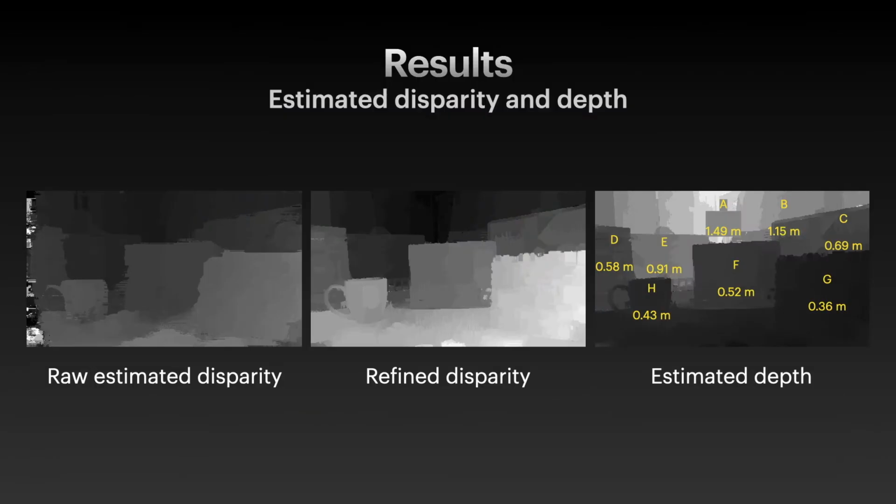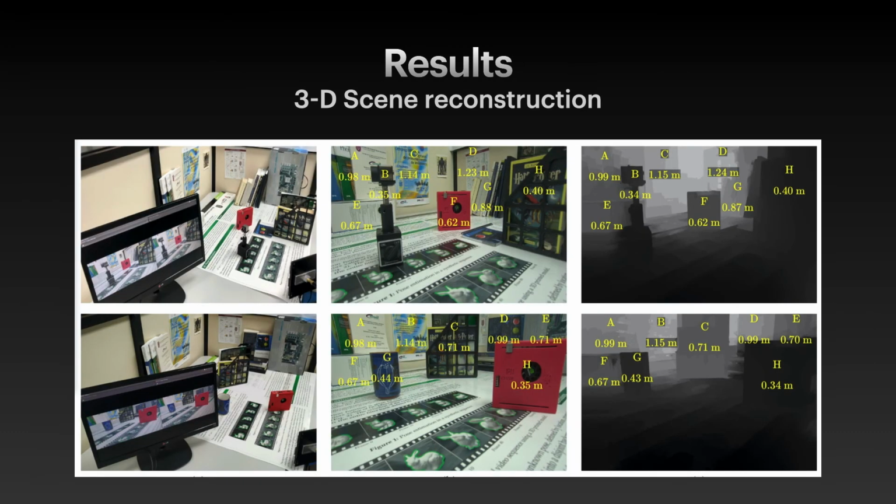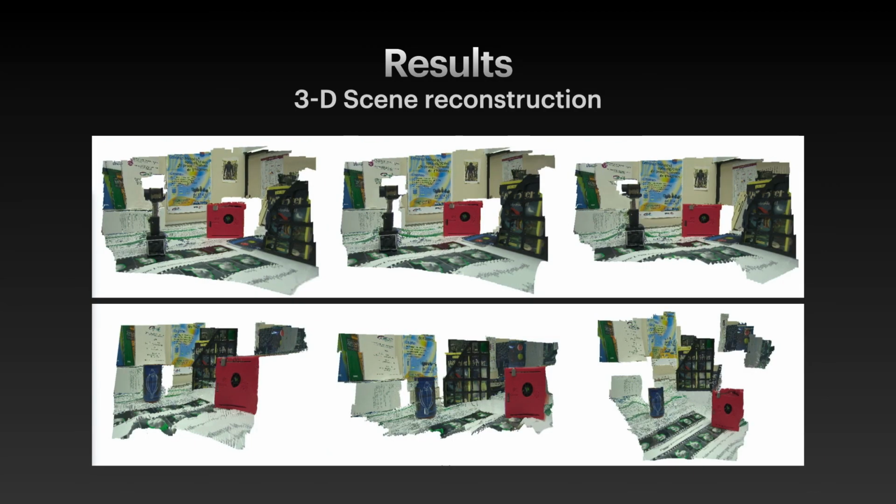Here you can see the raw estimated disparity, a refined disparity map obtained by standard post-processing, and the estimated depth distribution of the scene showing the metric distances of the scene objects with respect to the camera. Several views of the three-dimensional scene reconstruction from different perspectives are shown. The proposed method was tested in different experimental scenes, obtaining accurate length measurement results. The effectiveness of the proposed method was verified in reconstruction of different experimental scenes.